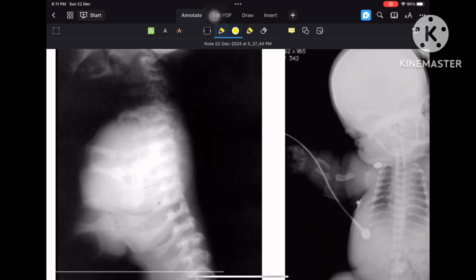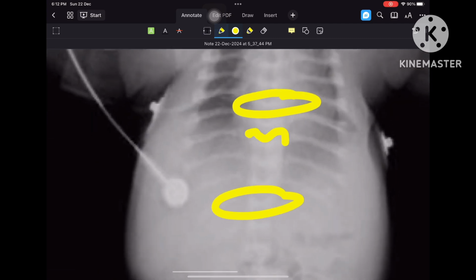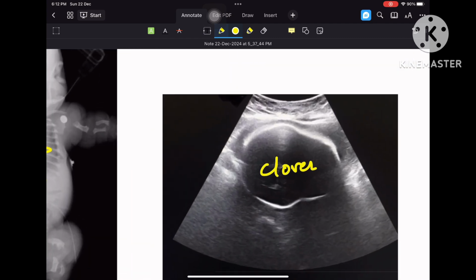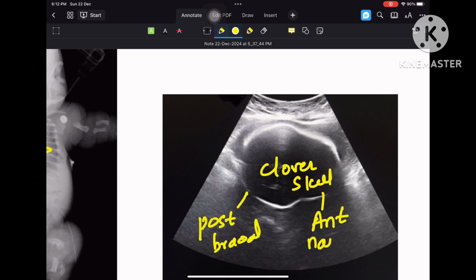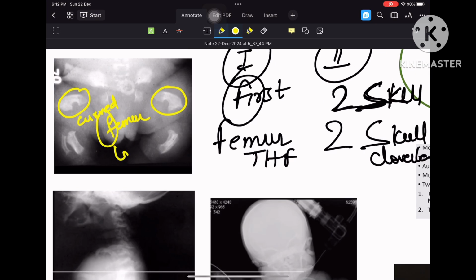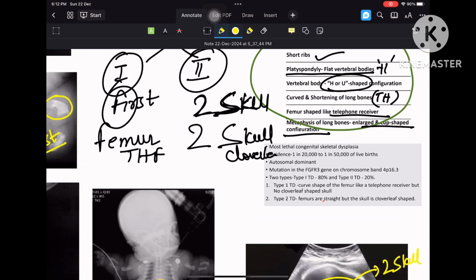Now let us see the images of the vertebra, which are showing platyspondyle, that is flattening on the lateral view, and on the AP view you are able to see the H shape of the vertebra because of the flattening. And the last image is showing the antenatal ultrasound of cloverleaf skull, posteriorly broadening and anteriorly narrowed skull can be seen in the antenatal scans. 2 for S, that is type 2, and first femur is seen in type 1 of thanatophoric dysplasia.